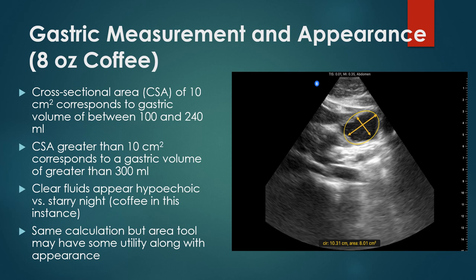And so if you're taking the area tool on my Butterfly, I'm getting 8.01 centimeters squared. If I'm getting the AP and the other dimension here, cranial-caudal, and then multiplying it times pi and dividing by 4, I'm going to come up with pretty much the same circumferential area or cross-sectional area.